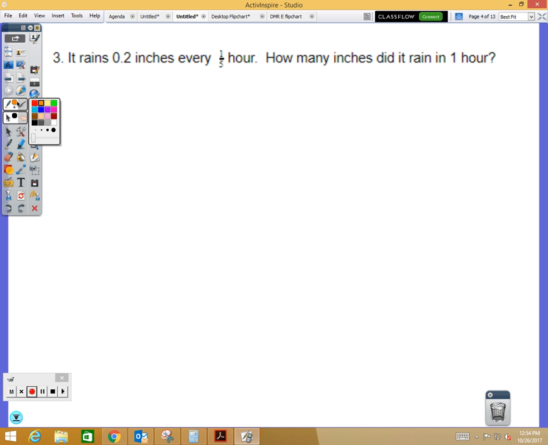Question 3. It rained 0.2 inches every 1/5 hour. How many inches did it rain in 1 hour? So when I draw my rectangle, how many total pieces do I need? 5. Well, it says 1/5, so that denominator tells me how many total pieces, which would be 5.